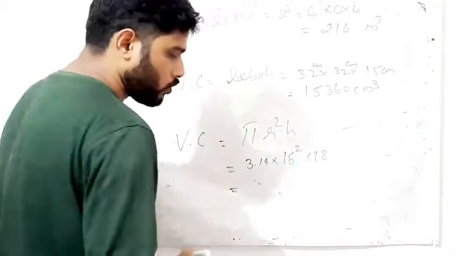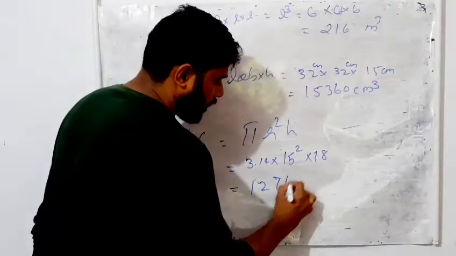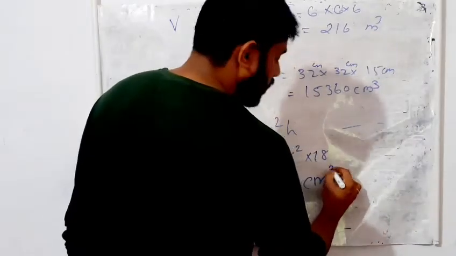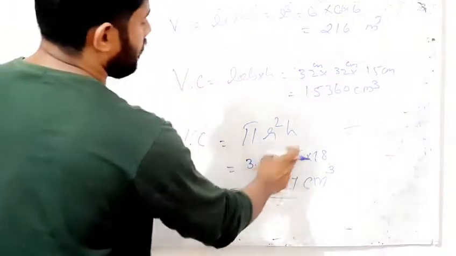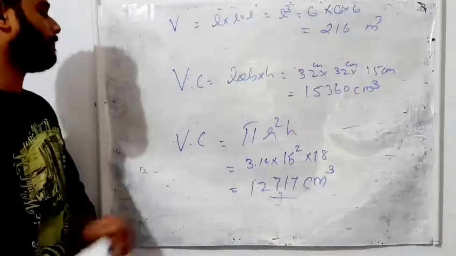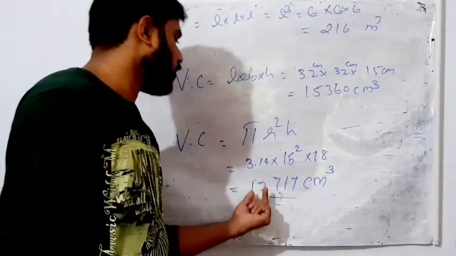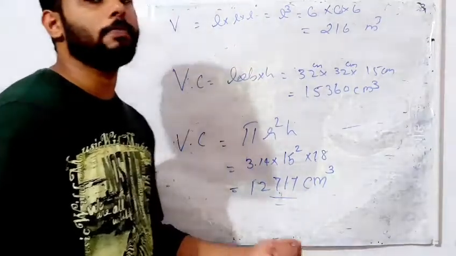How much will you get? 12,717 centimeter cube. Okay. So the volume is 12,717 centimeter cube. Now, let's say exercise 16.2, question number 2, fill in the blanks.